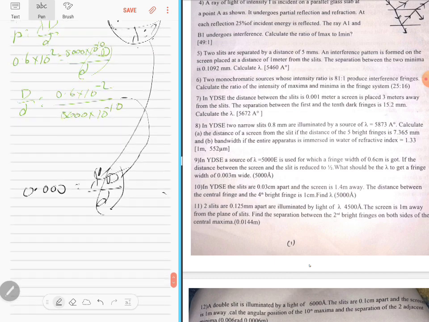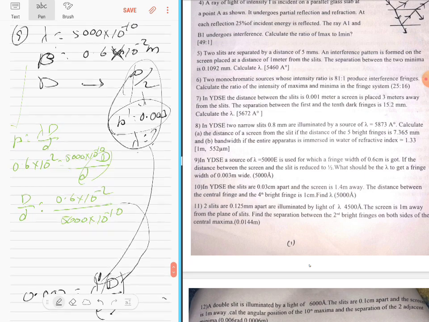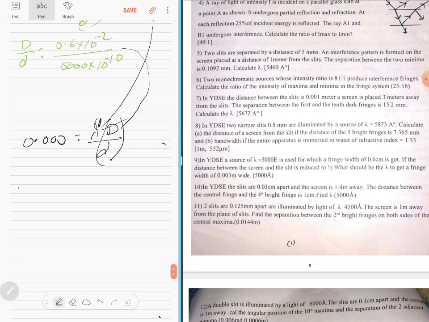I'm not going to find it. You have to plug it in and find the answer, and it should tally with whatever answer has been given. Let's go to the 10th question.